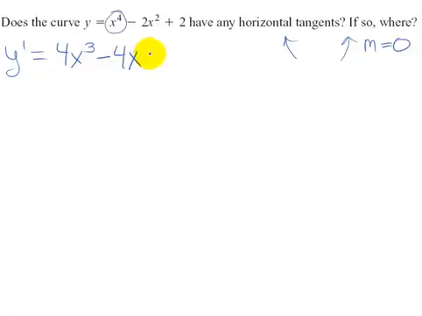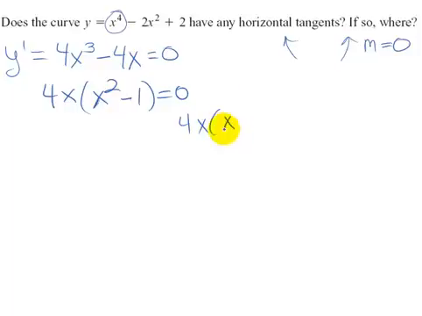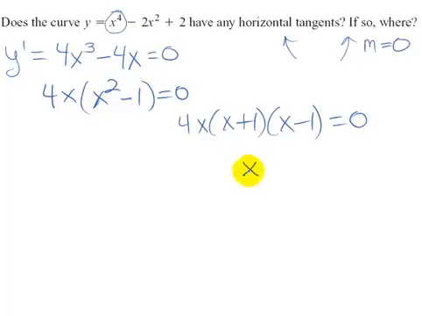So now that I have the derivative function, I'm going to set that equal to 0 to find any places where the slope is 0. And this would be factoring out 4x. I'd have x squared minus 1 equals 0. And so that will leave me 4x, and the difference of squares, x plus 1, x minus 1 equals 0. So in fact, there are 3 places where there's a horizontal tangent: at x equals 0, at x equals -1, and at x equals 1.